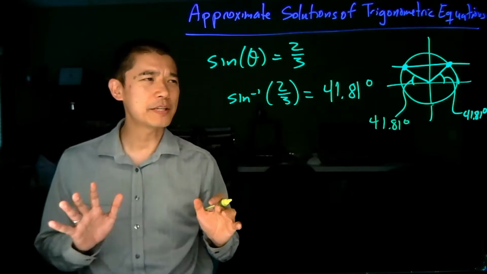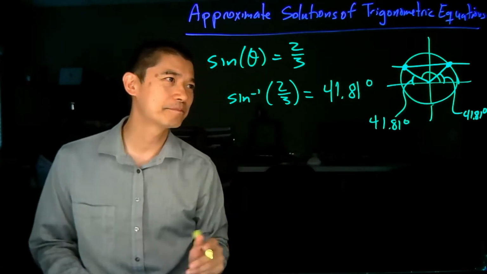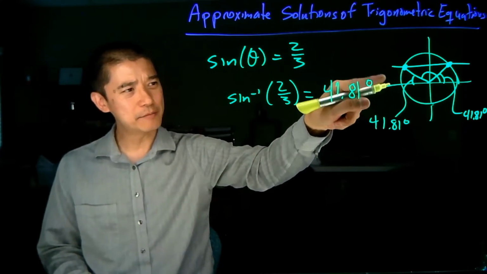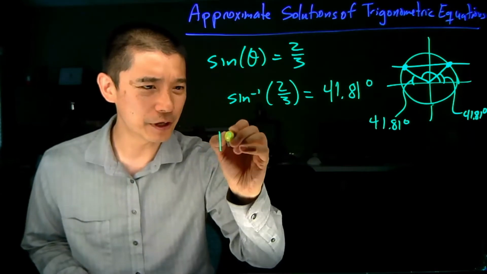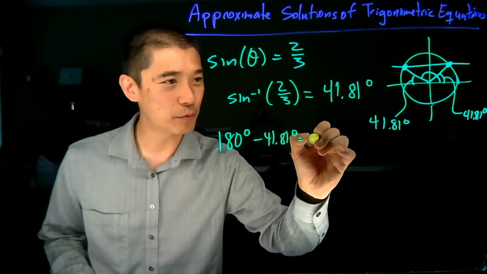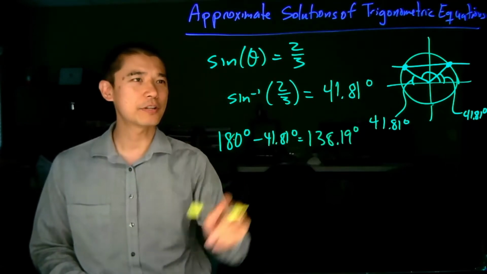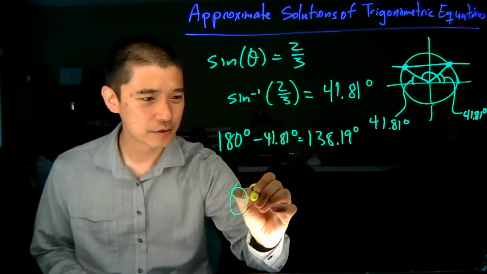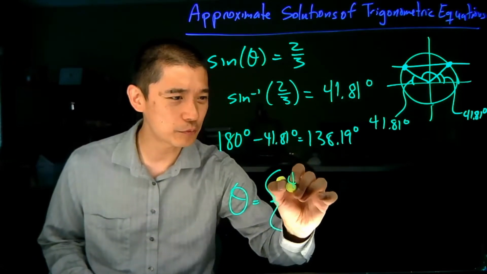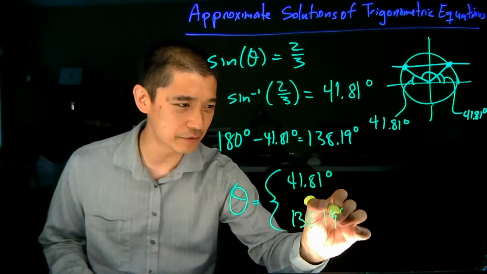What does that tell us about the angle we care about, the actual solution angle? So the solution angle is going to be this one right there. Well, if we think about the picture, that's going to be 180 minus 41.81. So we do 180 degrees minus 41.81 degrees, and that gives us 138.19 degrees. All right, so for the solutions theta, we have two solutions, just as we did before. We've got a 41.81 degree solution, and then we've got a 138.19 degree solution.